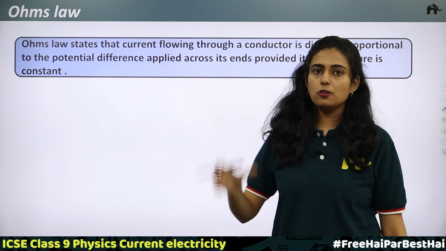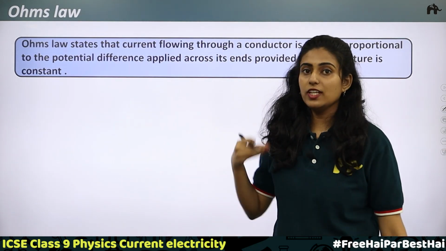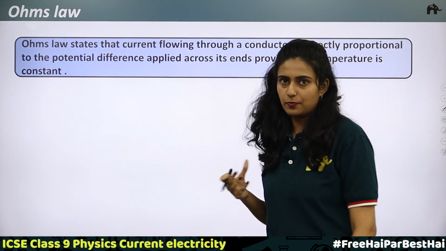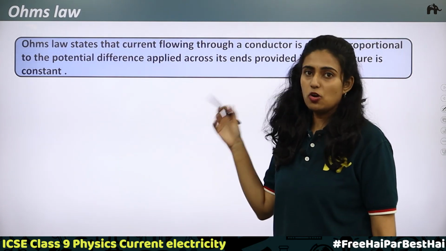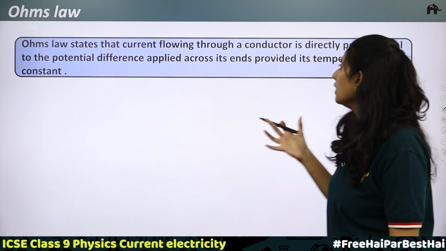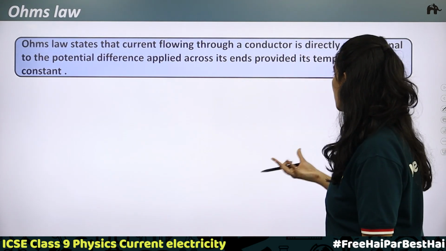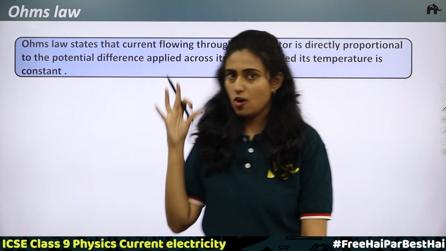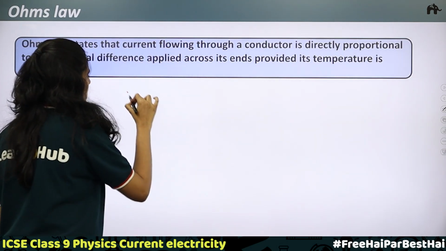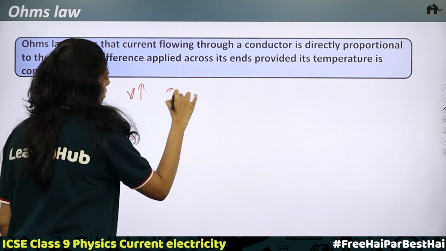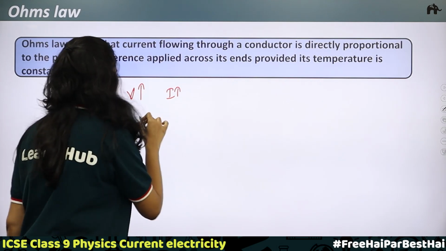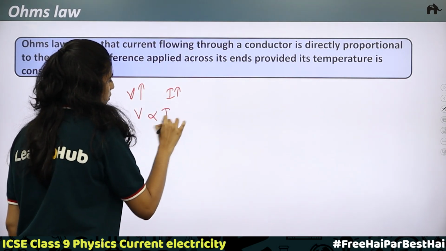Next, Ohm's law. Ohm's law is a law which gives a relation between the electric potential difference V and the current I. Ohm's law states that the current flowing through a conductor is directly proportional to the potential difference applied across its ends, provided its temperature is constant. At constant temperature, when the potential difference increases, current also increases. They are directly proportional. So this is the statement of Ohm's law.